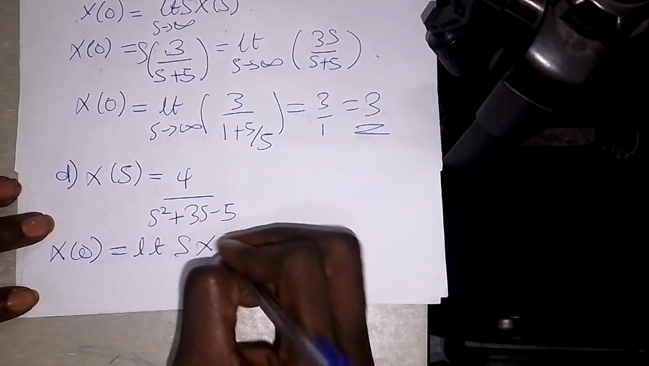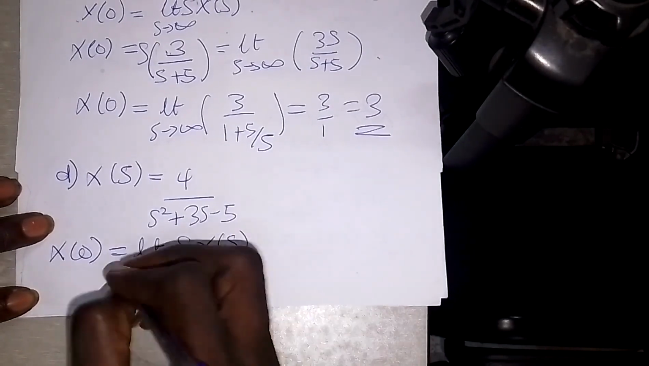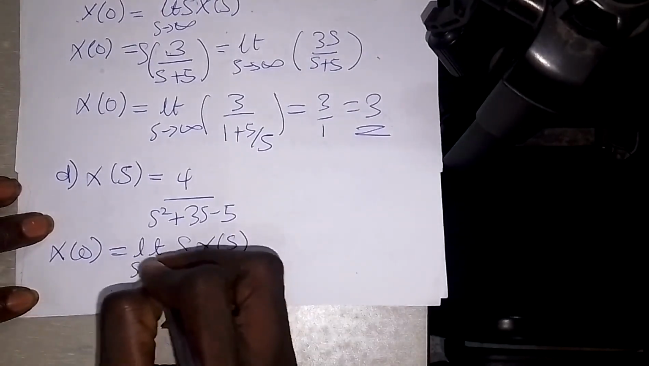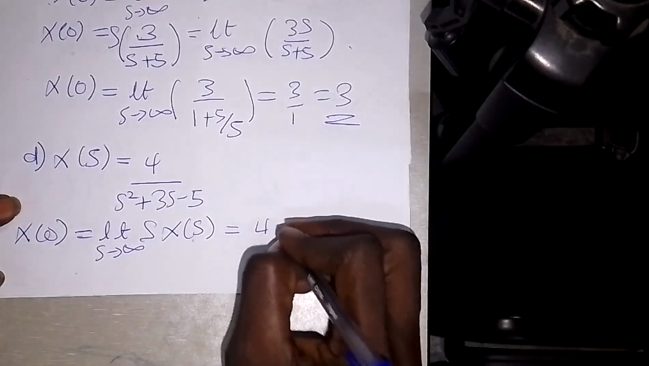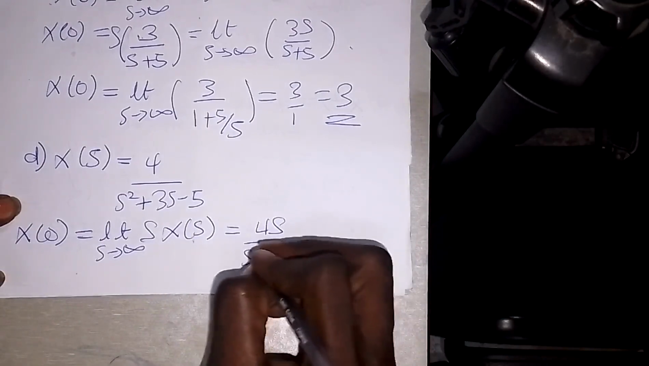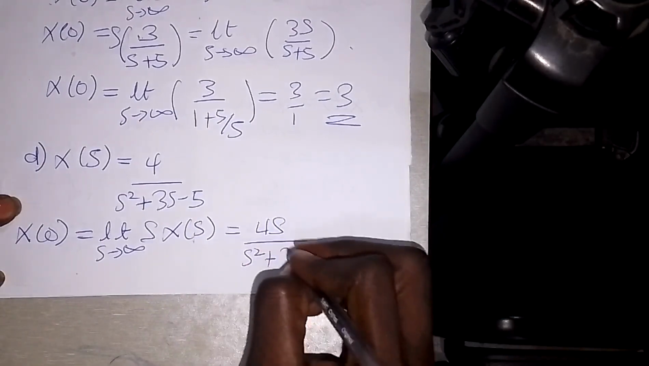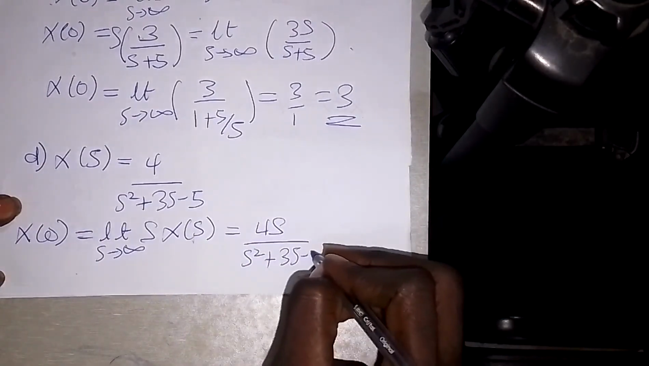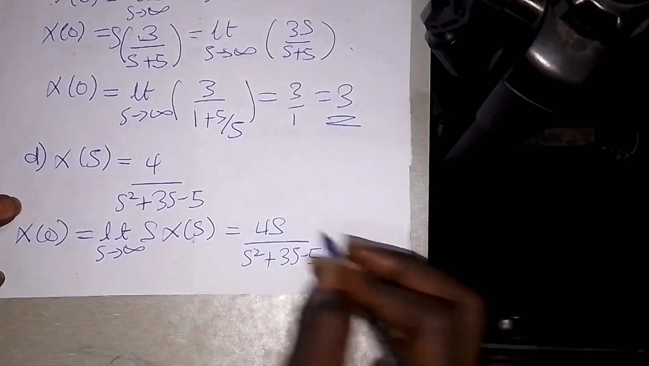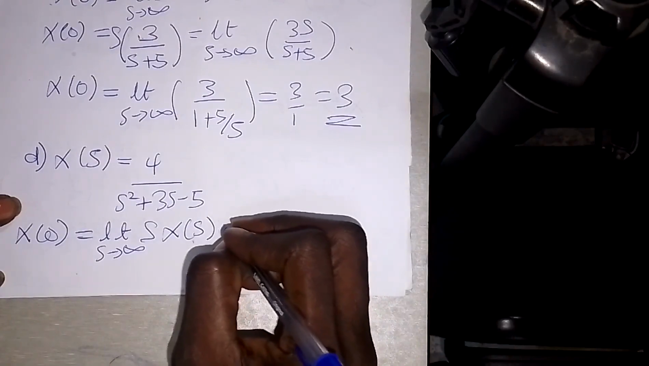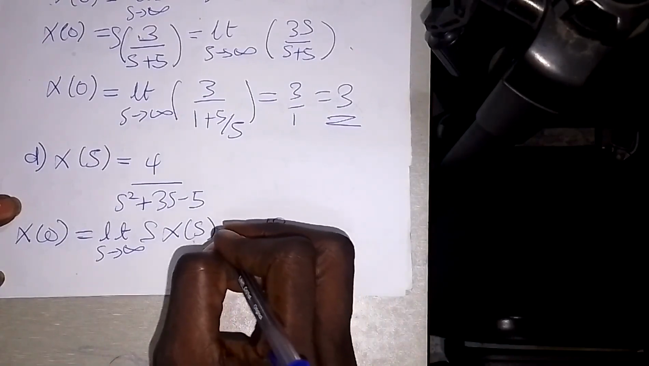x of s, as s approaches infinity. So this should actually be equal to 4s over s squared plus 3s minus 5. Okay, minus 5. Please, let me put my limit here.